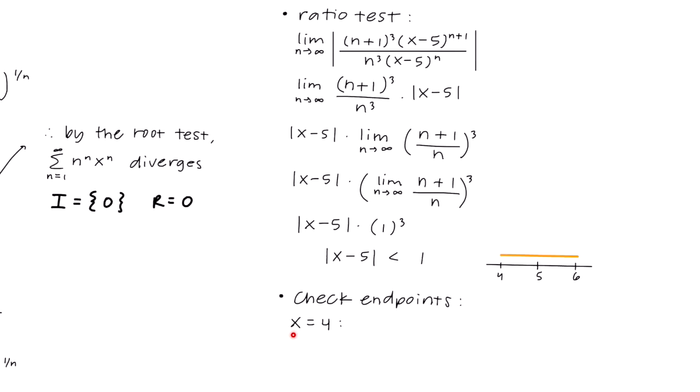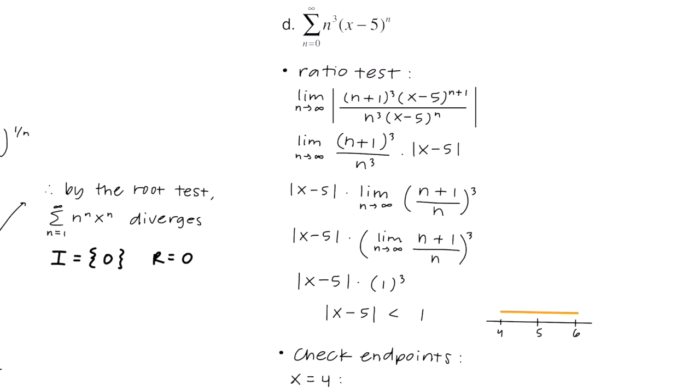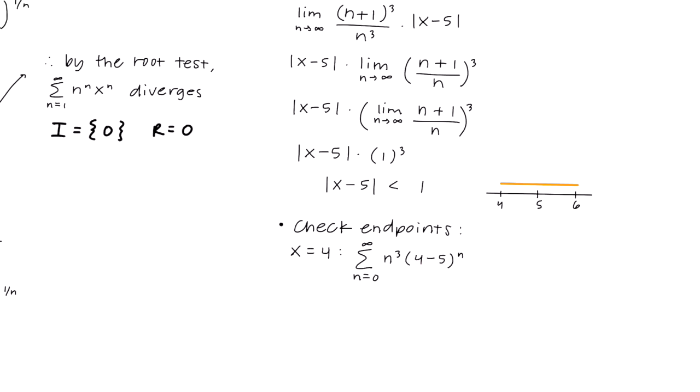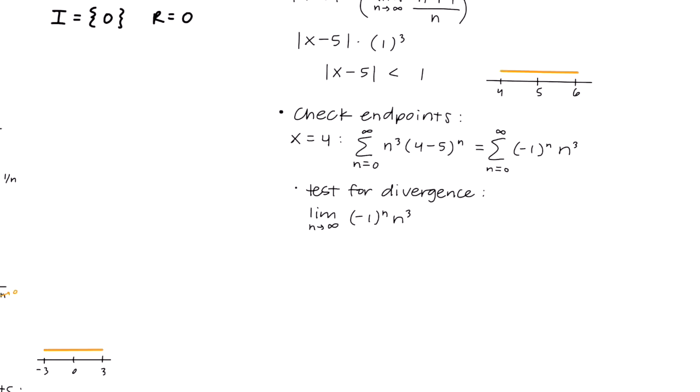So first we're going to check x equals 4, and that means we're plugging in 4 right here for x. So we plugged in 4 for x, and now we'll go 4 minus 5 is -1 to the n. So we end up getting the series -1 to the n and then n cubed. So since our terms are going to get larger and larger and they're going to oscillate from positive to negative, we're going to use the test for divergence. So when we take the limit of -1 to the n times n cubed, because the terms are getting larger and bouncing from positive to negative, this limit does not exist. So therefore the series diverges by the test for divergence.